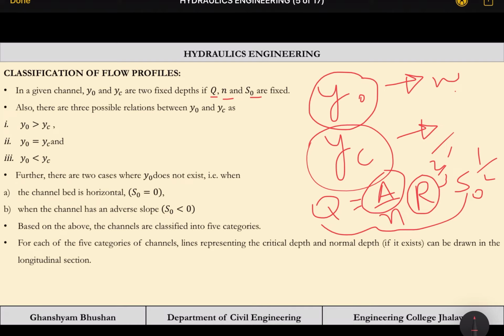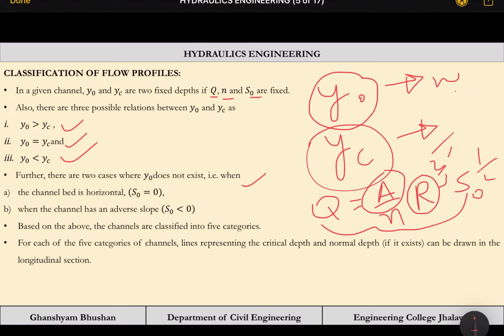Now if there are two quantities, what are the possibilities we are having? Either y0 will be greater than yc, or it can be equal to yc, or the third possibility is it can be less than yc. So if there are two quantities, they can be greater than, equal to, or less than with respect to each other.